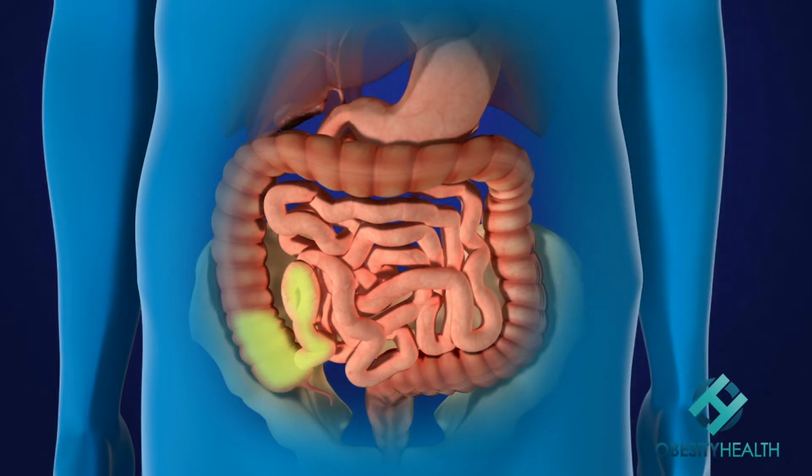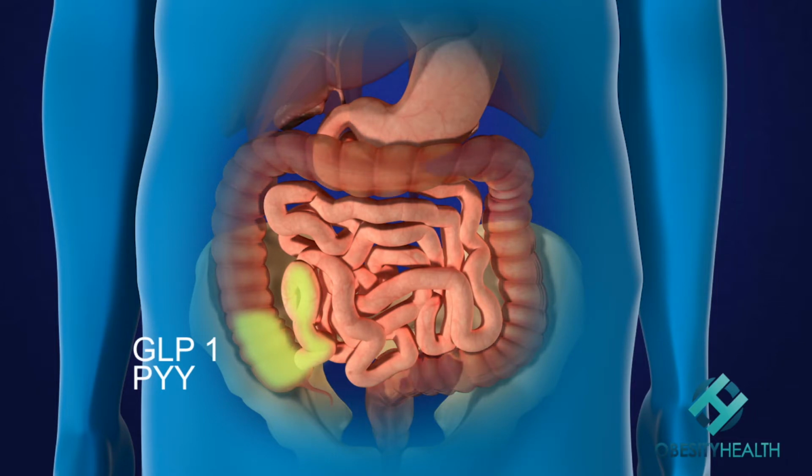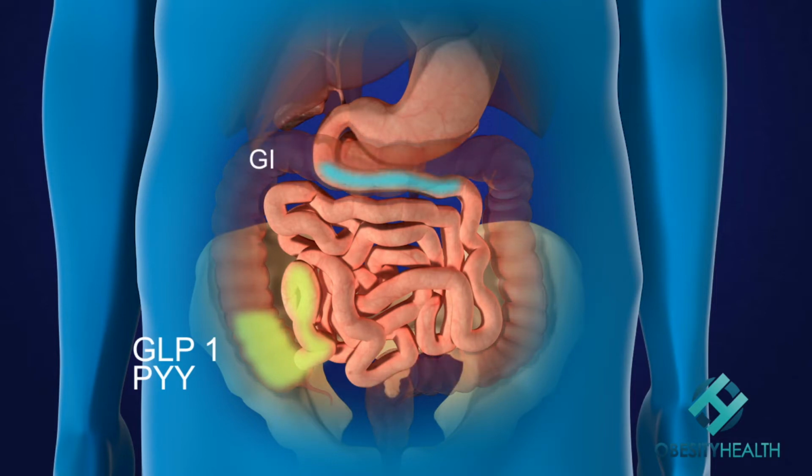First of all, GLP-1 and PYY are two hormones produced in the distal ileum and initial part of the colon. These hormones can decrease the appetite and positively regulate glucose homeostasis, increasing production and activity of insulin.